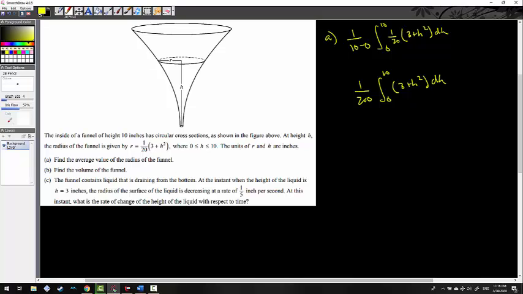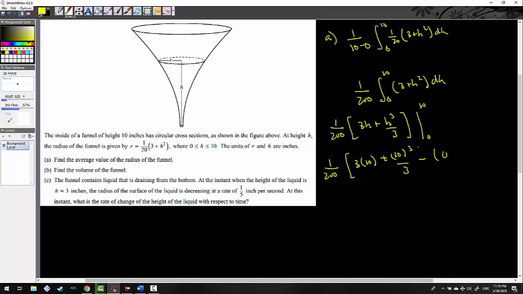Haven't done any calculus yet, but that's going to change right now. I'm going to start doing some calculus here. 1 over 200, that's going to be 3h plus h cubed over 3, and that's going to be evaluated from 0 to 10. And now from here, I'm going to go and evaluate him. So 1 over 200, and I will get 3 times 10 plus 10 cubed over 3 minus 0.